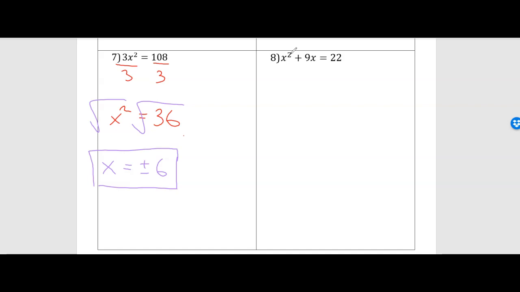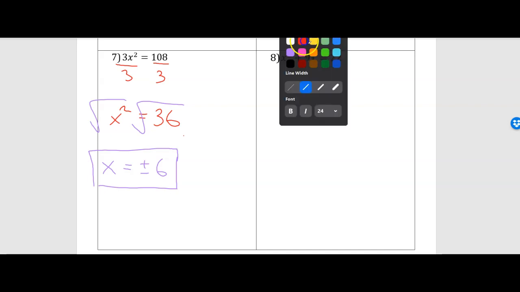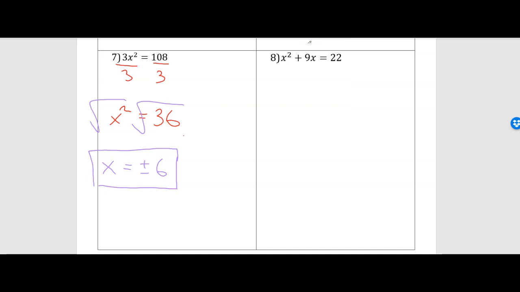Okay, number 8. This is a tougher one because you're going to have to do some factoring. So even though you could follow our example from up above, because this is probably one of the tougher ones, I'm going to go through another example. First thing we need to do is get the equation equal to 0, or set it equal to 0. So I'm going to subtract 22 from both sides. So I'm going to have x squared plus 9x minus 22 is equal to 0.